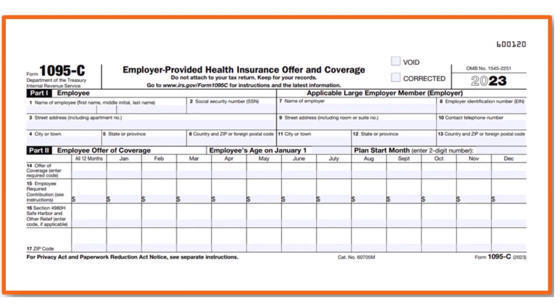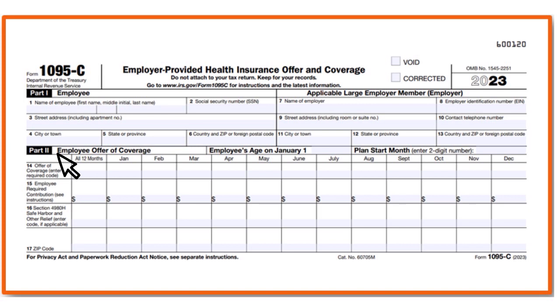Next, I want to talk to you about Form 1095-C, and I want you to look right now on the screen here. Here is how Form 1095-C actually looks. You can see that you have Part 1, the employee, and also on Part 1 you have the applicable large employer member. So if you're what they call an ALE member, an applicable large employer member, you have to put that there. And Part 2 is the employee offer of coverage, and it's pretty granular, on a monthly basis.